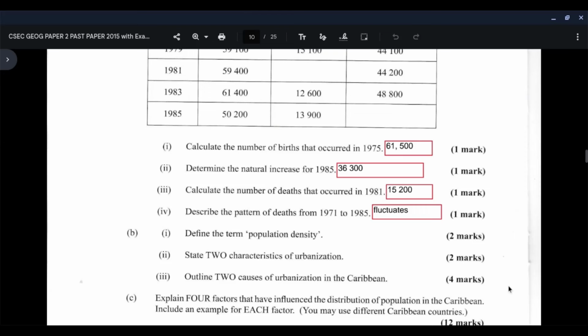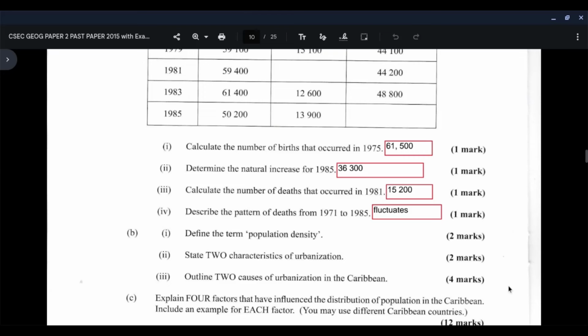Part C to the question asks that you explain factors that have influenced the distribution of population in the Caribbean, and here to include an example of each factor. You may use different Caribbean countries. Now, remember when we talk about population distribution, we are talking about how persons are spread out over the land. So here we need to ascertain what influences persons to spread out over the land.